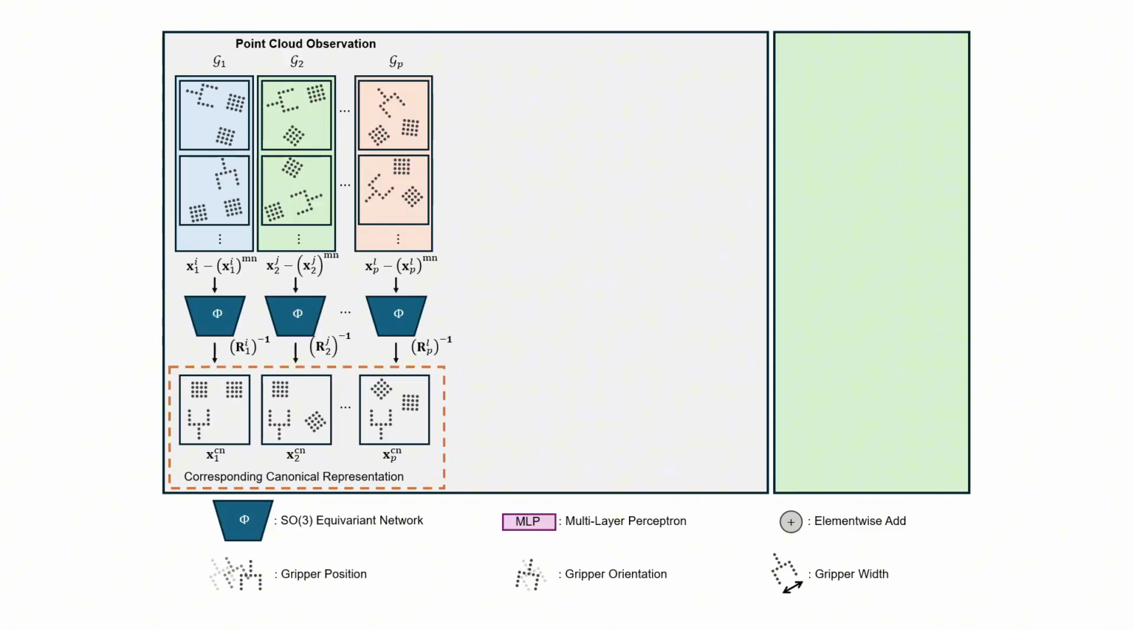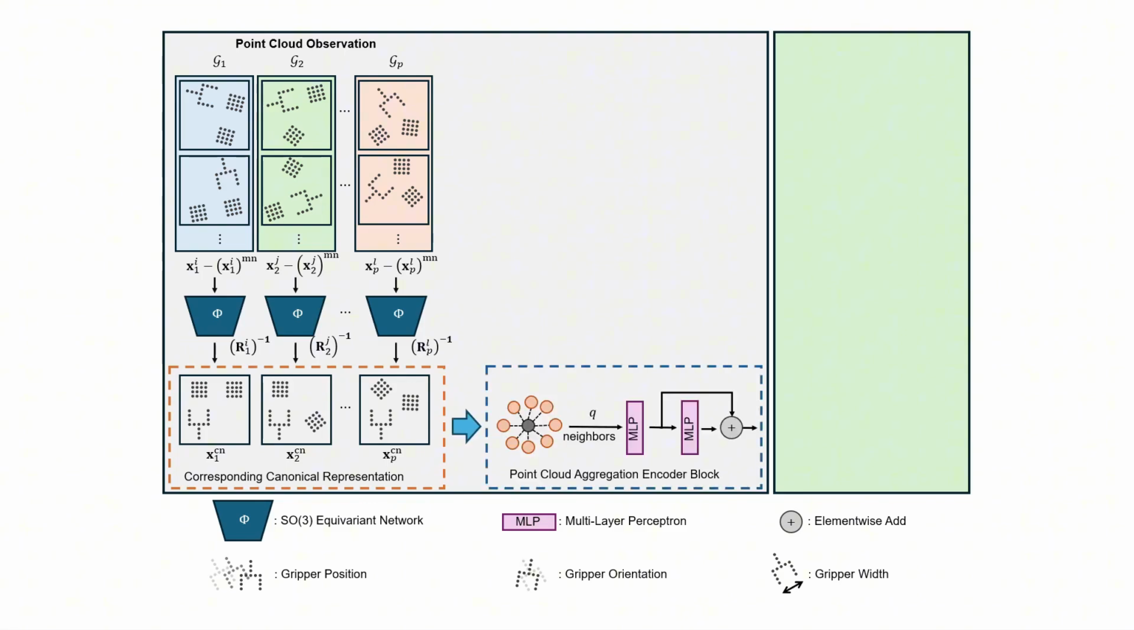Input point clouds are first centered and pass through an SO3 equivariant network to estimate object rotations. These rotations are used to obtain canonicalized point clouds. A point cloud encoder then aggregates these representations.